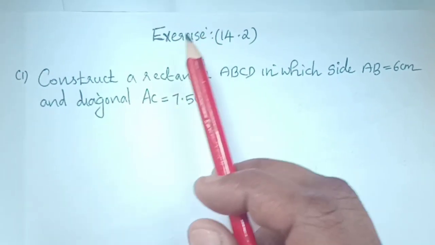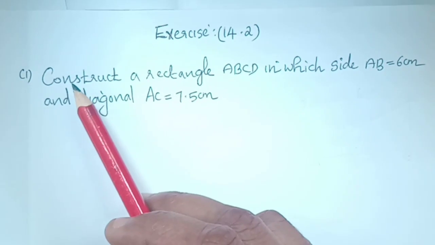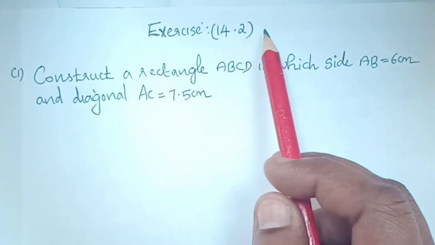In the previous class, we have discussed construction of quadrilaterals. Hope you have revised well. In today's session, we will discuss construction of rectangle, square, rhombus and parallelogram. Move on to exercise questions. First problem from exercise 14.2.